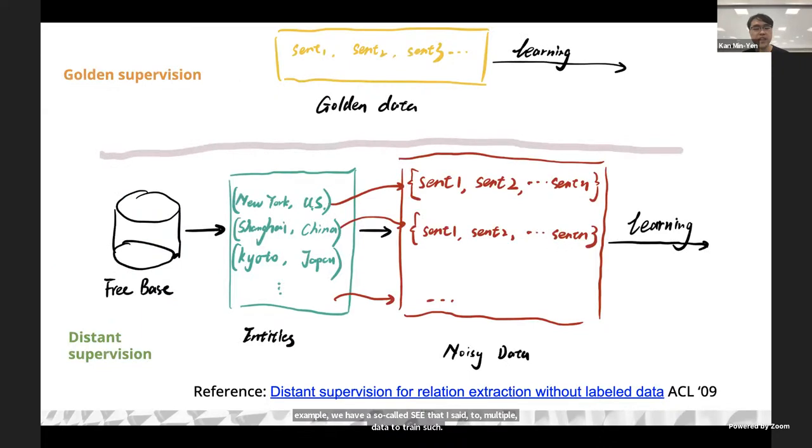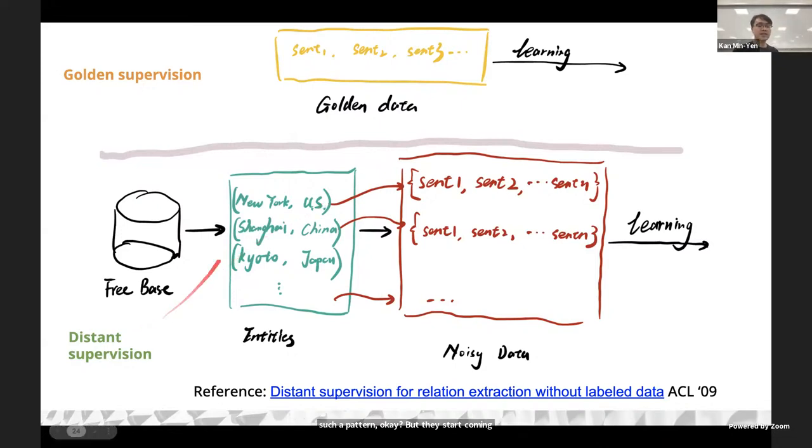So in 2009, some very brilliant researchers from Stanford proposed a paper titled Distant Supervision for Relation Extraction Without Labeled Data. Okay. So this is the seminal work using distant supervision in NLP. On the top of this page, I draw the idea for gold supervision: we have a sentence and the entity pairs annotated in it, and we train a model to learn such a pattern. Okay, but its shortcoming is the data is limited.